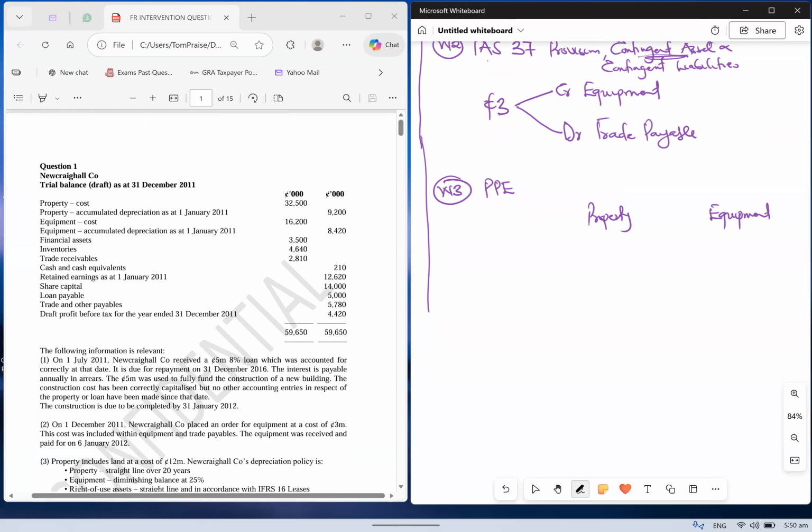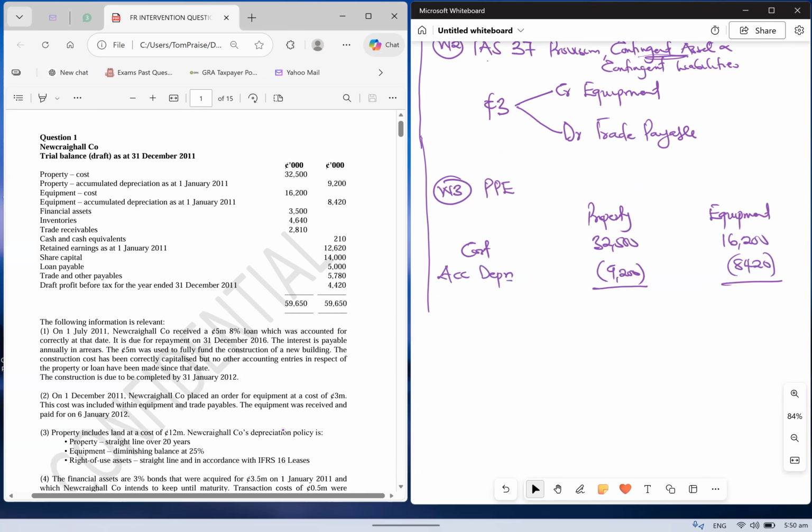All right. These are the few main assets. So we can get the costs. This one is 32,500. This is 16,200. If there is accumulated depreciation, you will less accum dep. Now watch it. The accumulated depreciation is at January, so it means you need to do for the year 2011. So this one is 9,200. This one is 8,420. All right. So strike it. Let's know our opening carrying amount. Then we are going to do our depreciation.